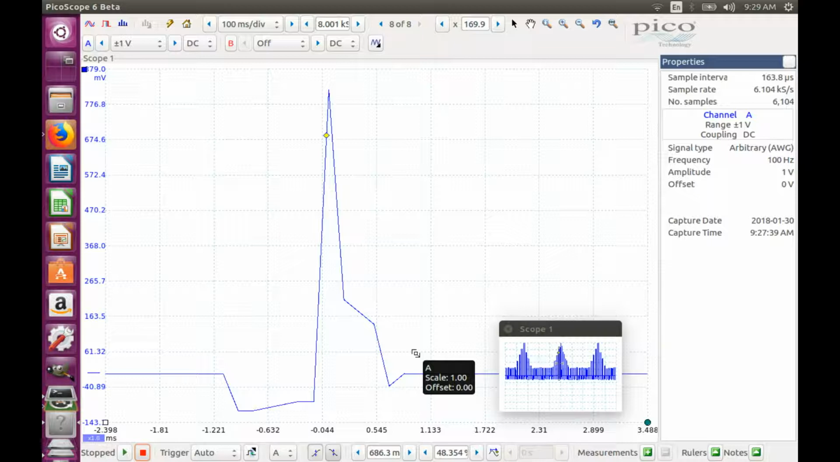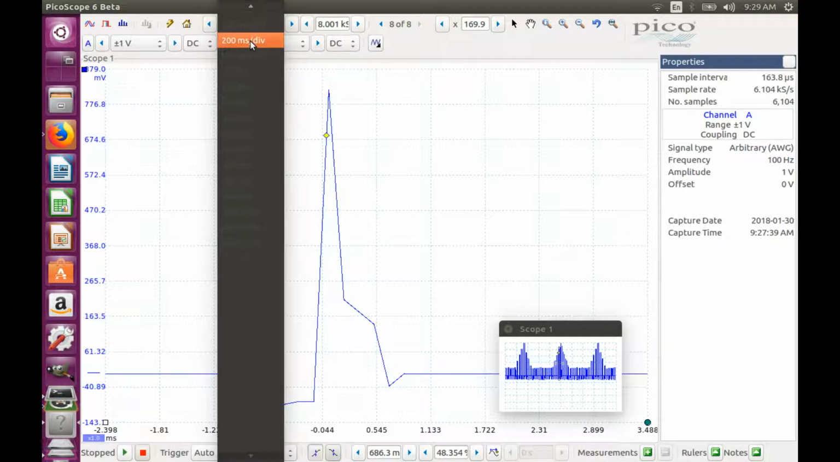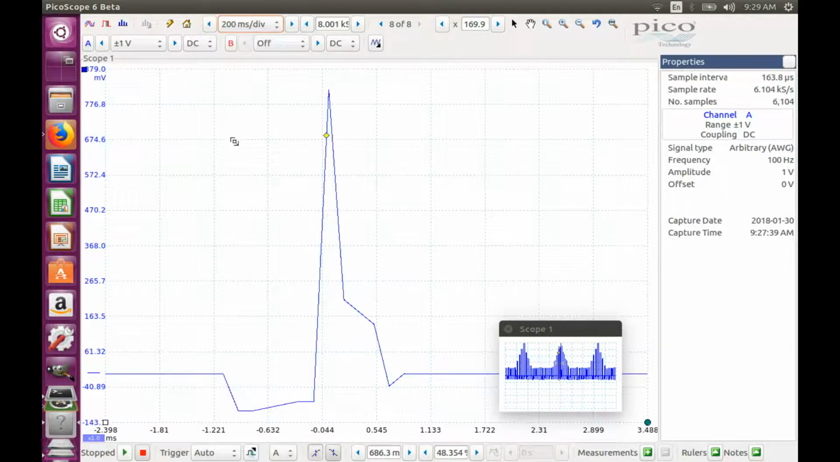Is there anything we can do about it? And it turns out we can. The oscilloscope also has another mode called the streaming mode, and it's enabled for 200 milliseconds per division and up on this particular oscilloscope. If you're trying other oscilloscopes, they might be using different settings. So let's try to use 200 milliseconds per division and see what happens.